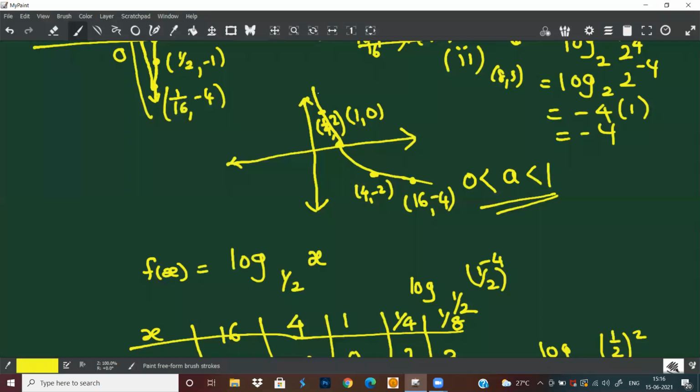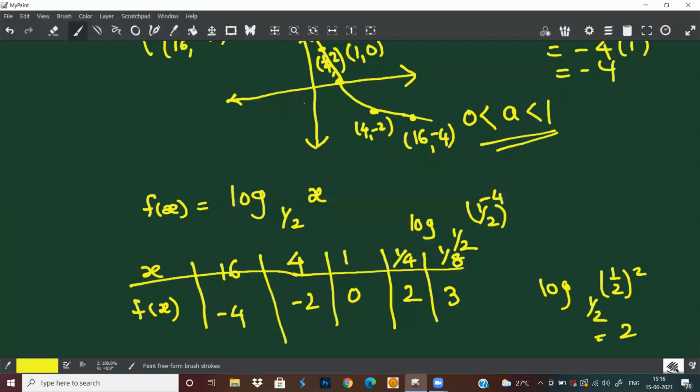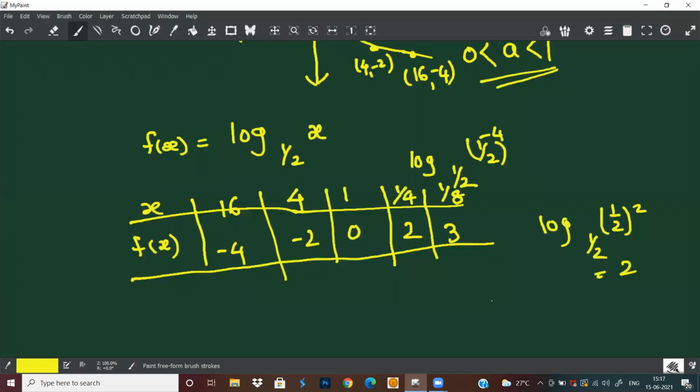The closer and closer I go to the y-axis, it rises up. That's what I want to show. So this goes infinitely parallel to the y-axis. Okay? So these are the two graphs I was discussing last time, for a greater than 1 and for a between 0 and 1. Log of a negative number does not exist. Your base cannot be 0, your base cannot be negative.